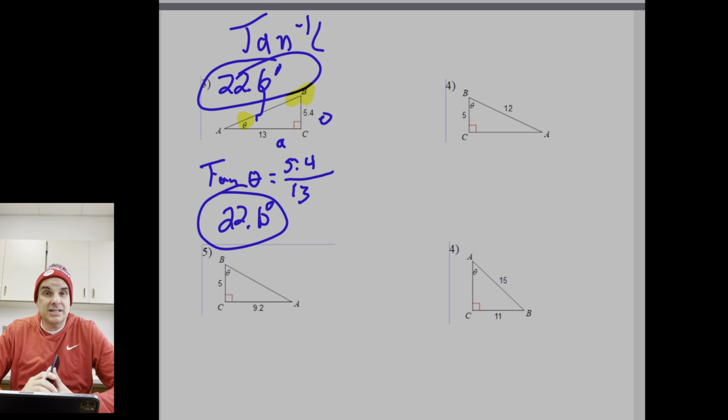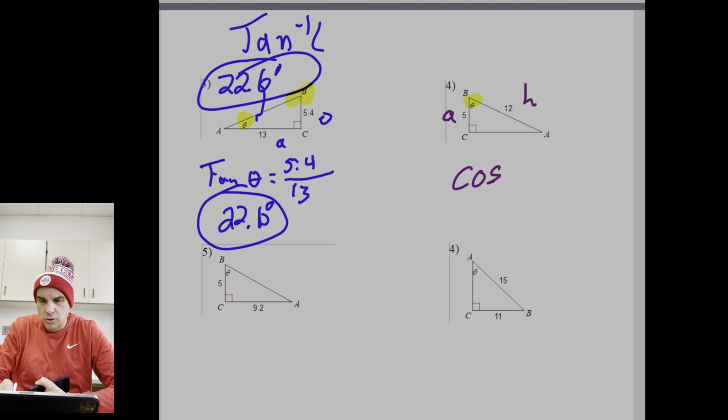Okay, so I'm labeling the sides. Again, I'm just going to label what I'm given. So here's my reference angle. This is the adjacent side. This is the hypotenuse, so that's cosine. Adjacent over hypotenuse, yep, cosine. So cosine of theta is going to be 5 over 12.